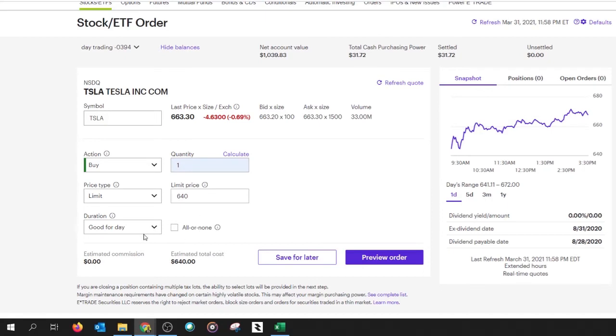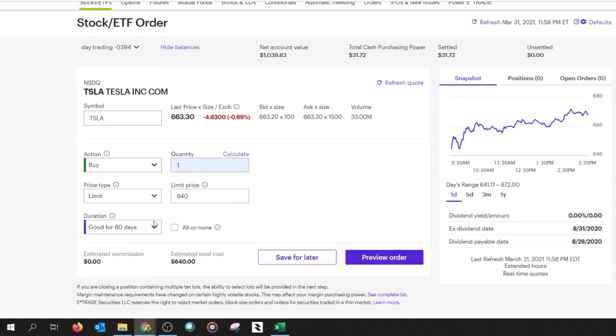And then you have this thing called duration. This only applies to a limit. Duration allows you to say good for day, or you can say good for 60 days. So if you think, you know what, I think Tesla might be dropping down in a couple weeks, maybe a couple months, I just want to put this in here and not think about it, maybe just get off doing whatever I need to do.